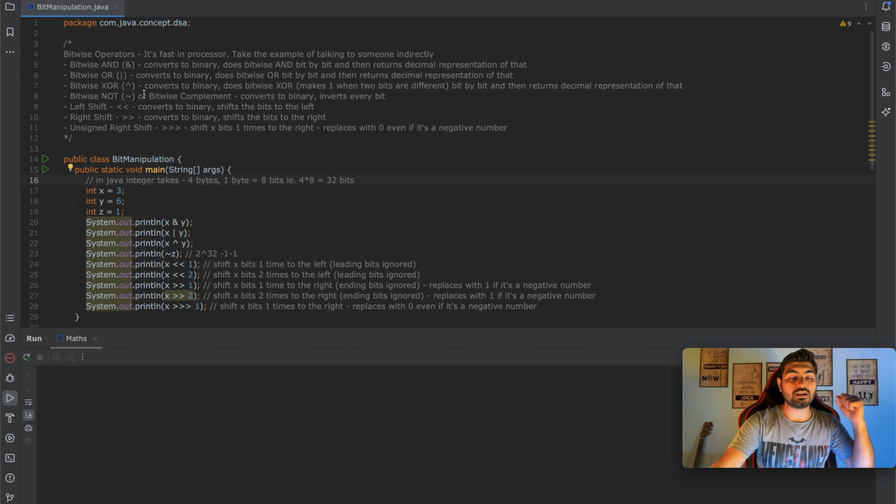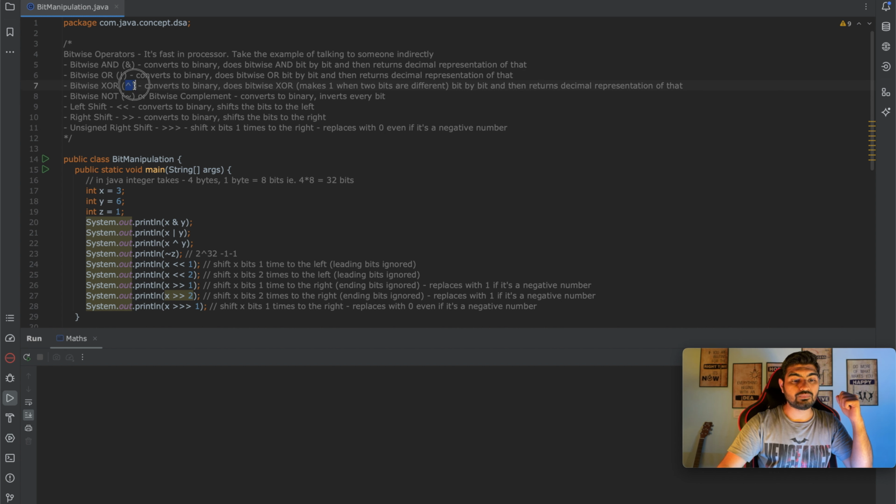Now something similar happens with bitwise OR as well. It also converts to binary. The bitwise OR operation means either in the first number you should have 1 or in the second number you should have 1. If either of them has 1, the answer you will get is 1. It will perform that operation, convert the result into a decimal representation, and return the answer.